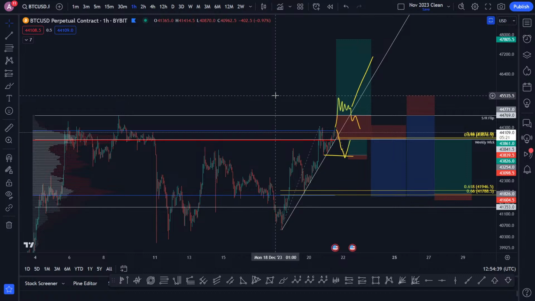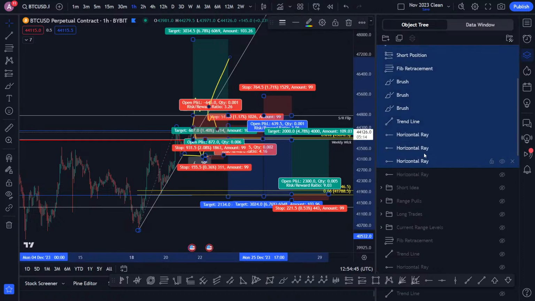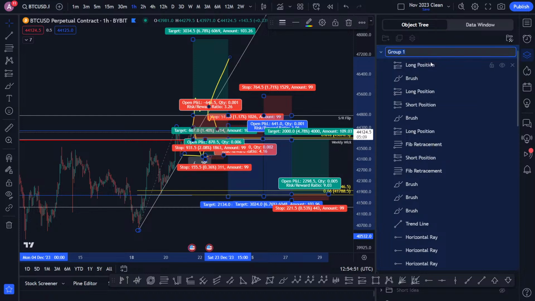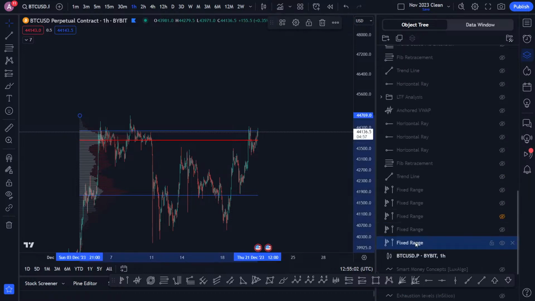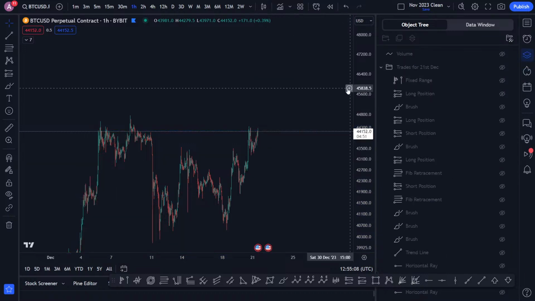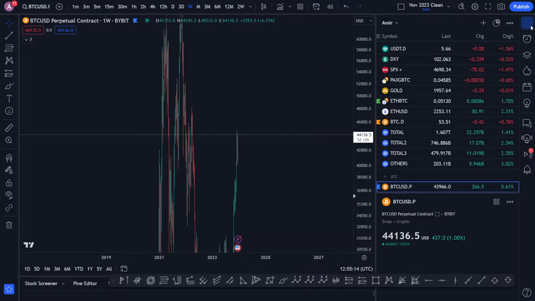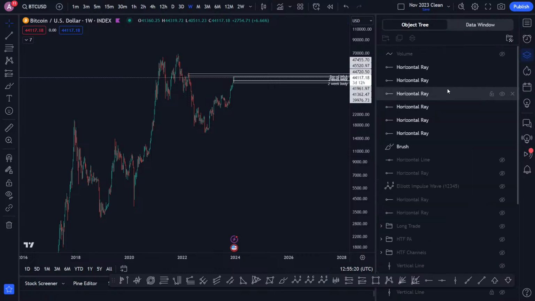That's Bitcoin. Let me put all of these into a group. Hide them. Rename trades, 21st of deck. I'm going to hide them all. Where did that range pool go? Put that in as well. Higher time frame. If I go back to the index, I can tell you what's going on. Actually, let me get rid of all this.